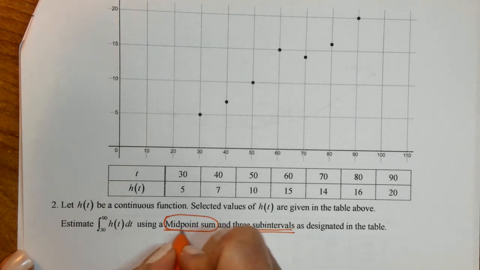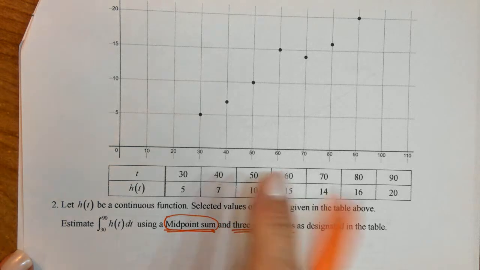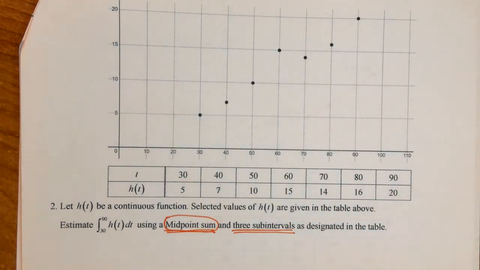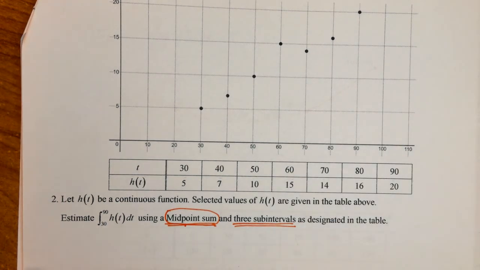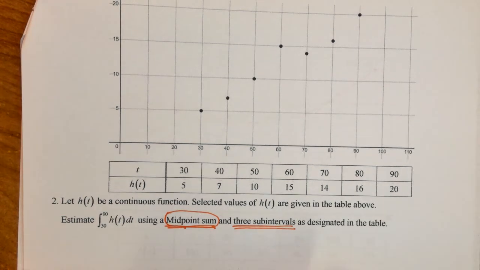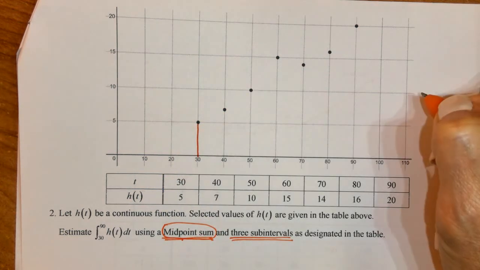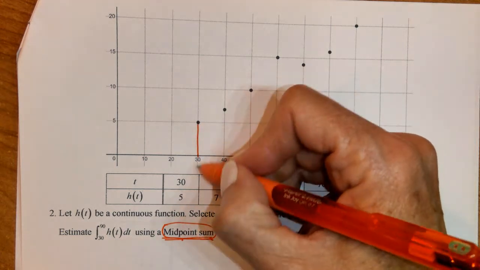It's very common, if you're given a midpoint sum, that you're not going to have 5 subintervals again, or 10, whatever. You're not going to use everything. You can't if they ask you for a midpoint sum. Okay? So, 3 subintervals. So here's my thought process. This is one of my heights. Okay, well this is one of my sides of the rectangle.